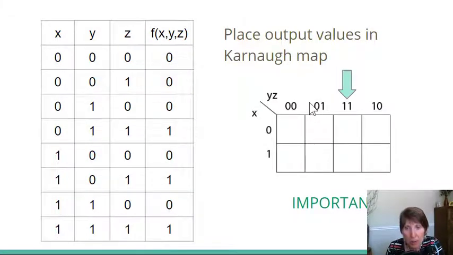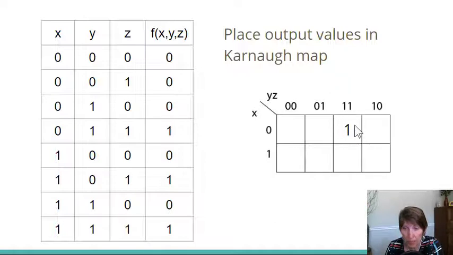The next thing that we're going to do is we're going to just be working with 1s. So we know we're not doing anything with the 0s, so I'm not even going to fill them in. I'm just going to fill in the 1s because that's what we're looking to group. So the very first one here is where X is 0 and Y and Z are 1. So here's where X is 0 and here's where Y and Z are 1. So that's where I'm going to put that 1.